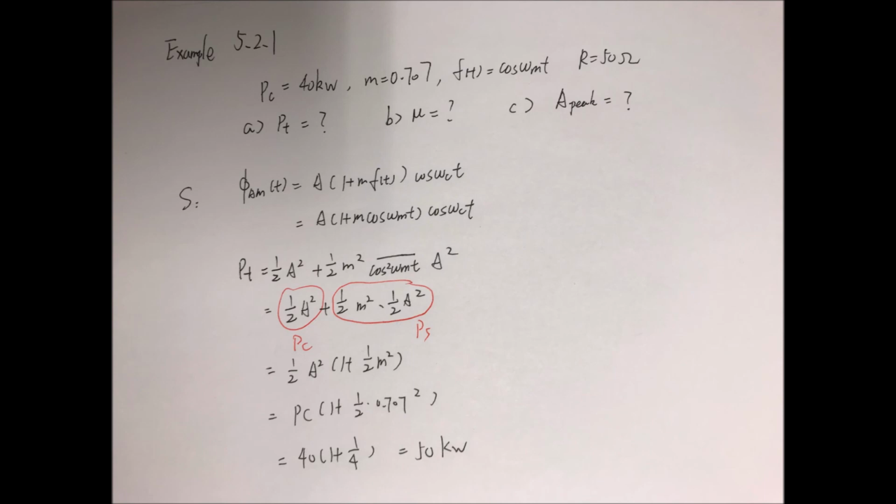Okay, let me write the original one first. A times 1 plus m f of t times cosine omega ct. This is a double sideband large carrier modulated signal. So now my f of t is a sinusoid, right? I rewrite it as this one. My total power will be, with m squared, right? And a squared.